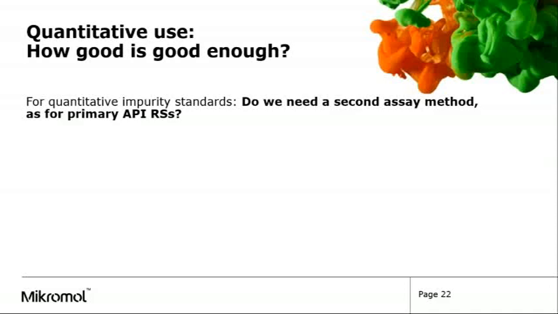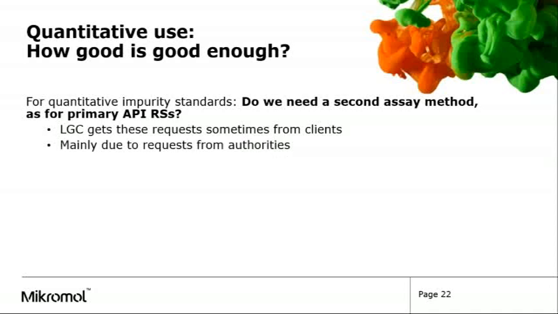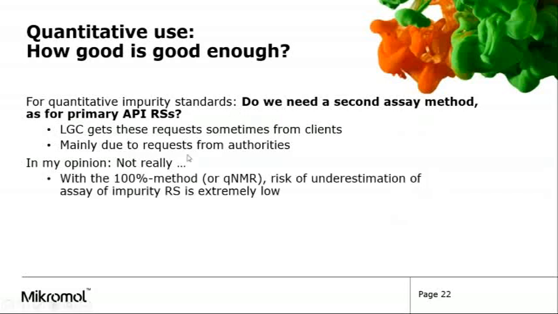Another question that comes up sometimes is whether a second assay method is needed for quantitative impurity standards, as is the case for a primary API reference standard. LGC gets these requests sometimes from clients who in turn are getting these requests from some regulatory authorities. Just my personal opinion: for an impurity reference standard, this really doesn't add a lot of value if assay has been assigned using the 100% minus method or quantitative NMR, since the risk of underestimating the assay of the impurity standard is very low.